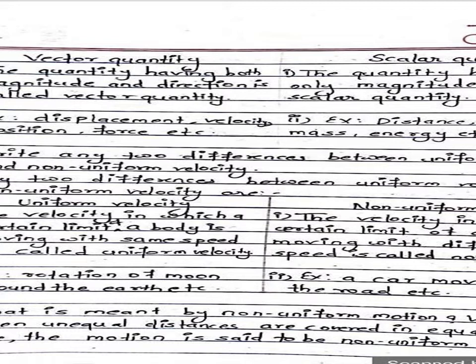Write any two differences between uniform and non-uniform velocity. Uniform velocity is the type of velocity in which a body is moving with the same speed and covers equal displacements in each interval of time. And non-uniform velocity, you can just write, means the person is not covering equal displacements. An example of uniform velocity is the rotation of the moon around the earth. An example of non-uniform velocity is a car moving on the road.